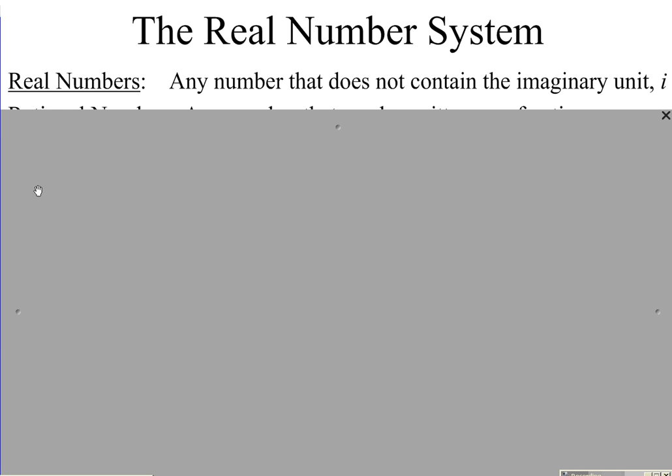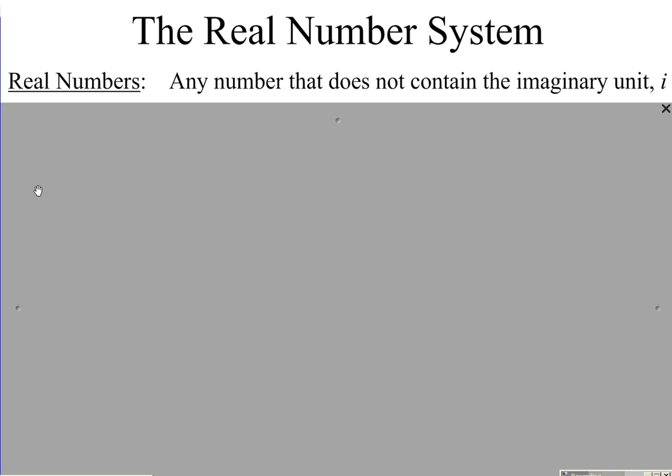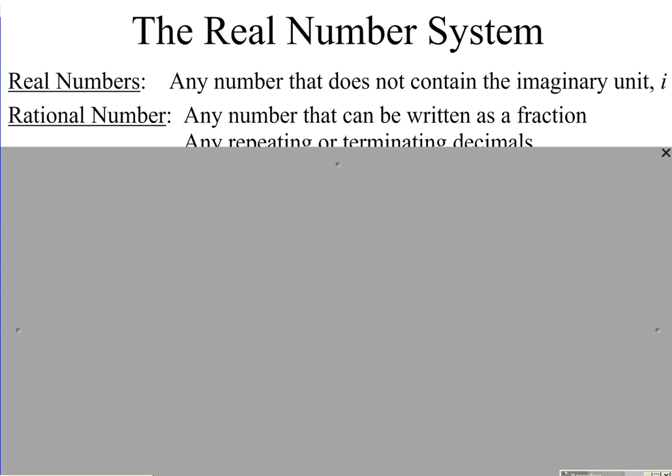The real number system. A real number is any number that does not contain the imaginary unit i. For most of you, depending on where you're at in Algebra 2 right now, you probably have not even dealt with the imaginary unit i. So for the most part, a real number is any number that you have any concept of at this time.